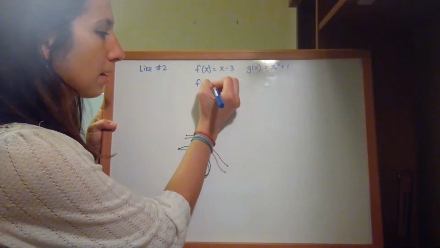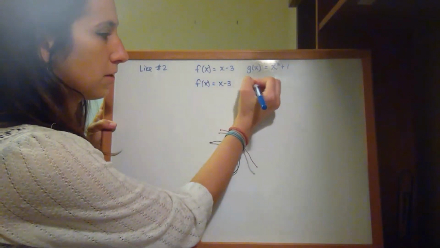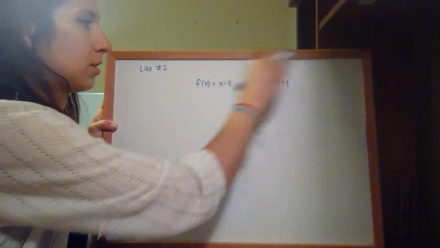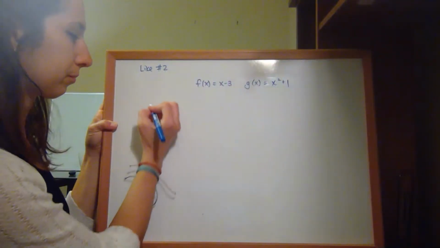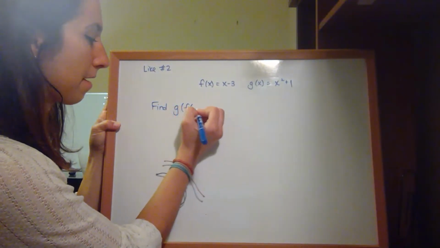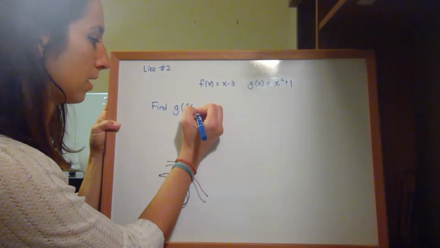So you can be asked to put the f function into the g function or the g function into the f function. It just depends on how it's written. So let's find g of f of, let's do negative 3.